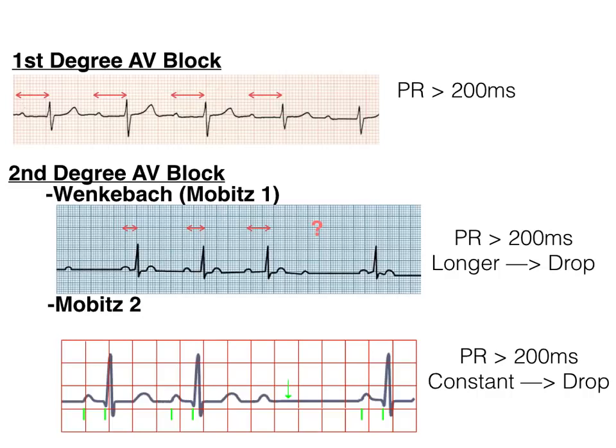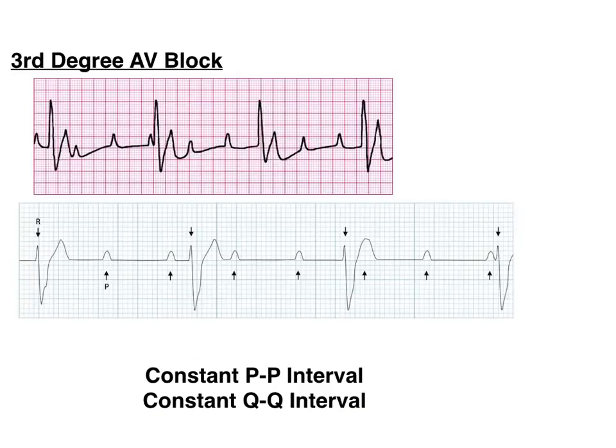You need to know the differences, but these are just two subtypes of a second degree AV block. Now, the last one we need to talk about is a third degree AV block, and I've dedicated an entire slide to it because it's really important that you be able to pick this out, because this is probably the highest yield in my opinion.